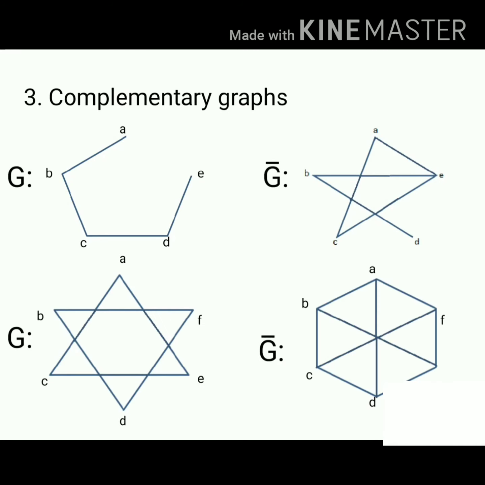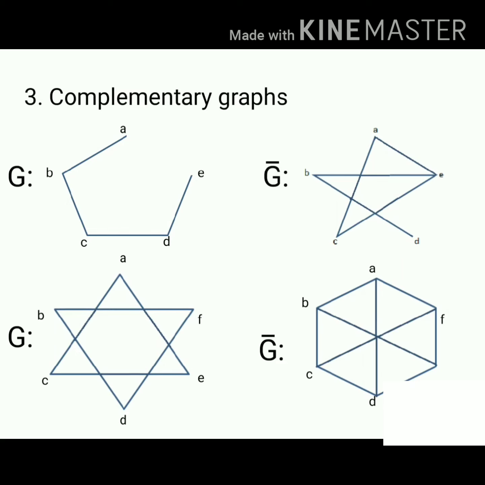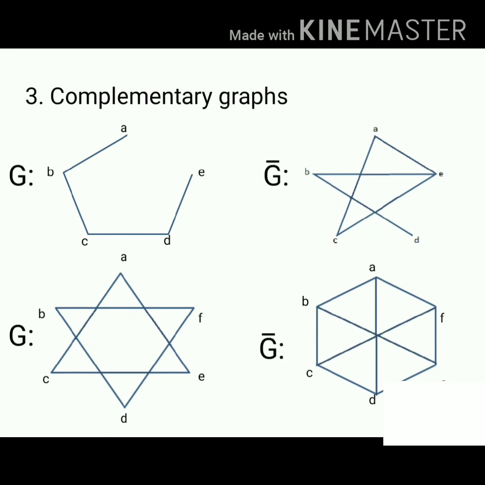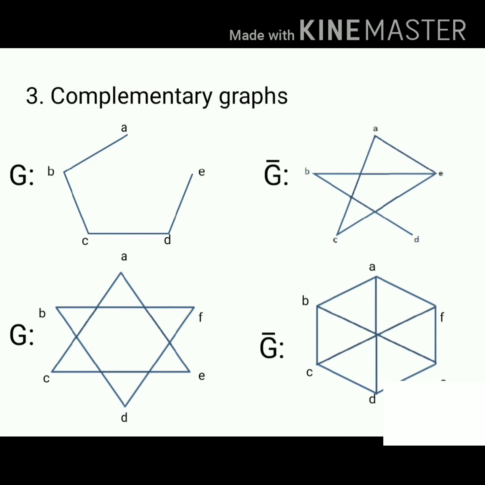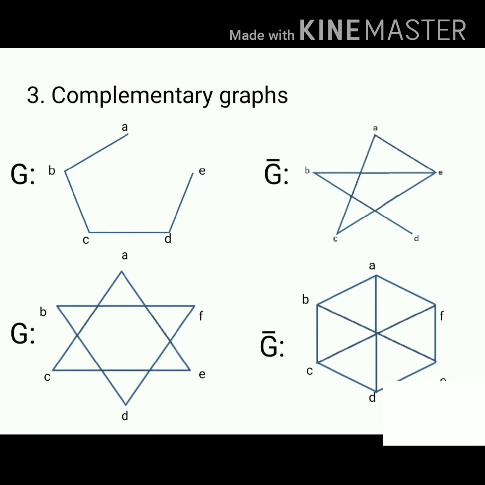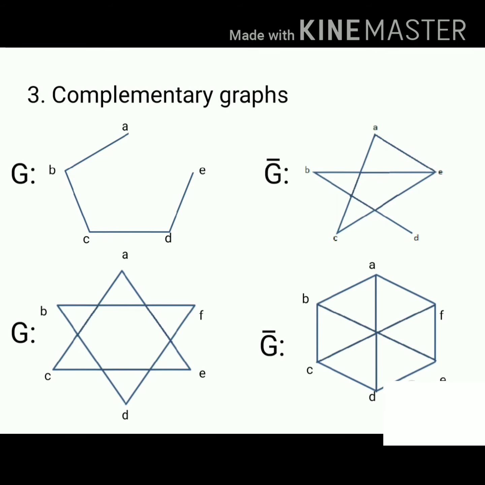One more example for a complementary graph. Here is a graph G with vertices A, B, C, D, E, F. Here A, B, B, C, C, D, D, E, E, F and F, A are connected, but in the complementary graph they are not connected. Here in this graph, A, D, B, E, C, F are not connected, but in the complementary graph they are connected.